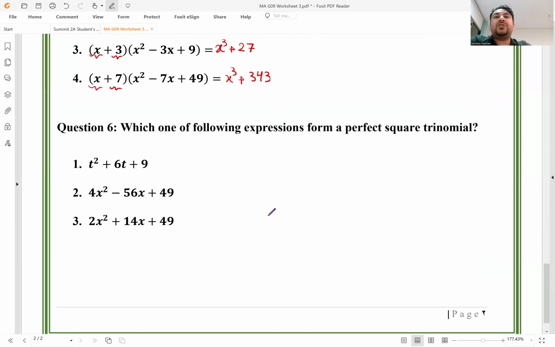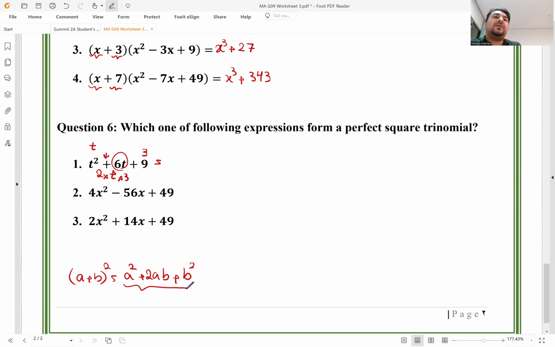Which of the following expressions form a perfect square trinomial? We know that a perfect square trinomial is in this form: if we have a plus b powered by 2, it will be a squared plus 2ab plus b squared. So if we want to know a trinomial is a perfect square, we have to see if it's in this form or not. Like the first one, the square root of the first term is t, and here is 3. Check if 2 times t times 3 becomes the middle one or not, becomes 6t or not.